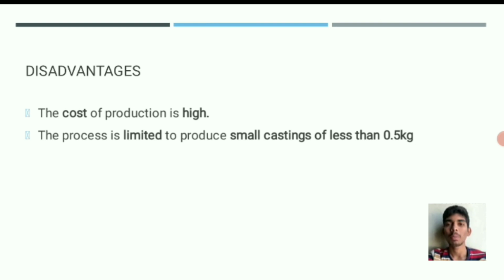And the large drawback is that if we take a large material, it breaks easily because the produced shell is less than 0.75 mm thick. Therefore if we take a large casting, it can easily break away.